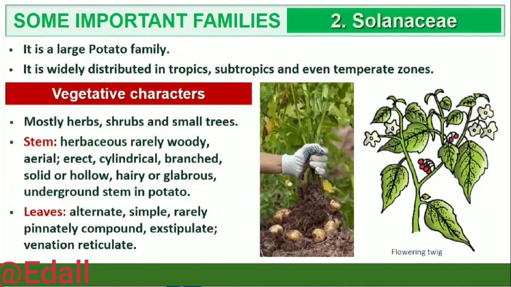5.9.2 Solanaceae. It is a large family, commonly called the potato family. It is widely distributed in tropics, subtropics and even temperate zones. Vegetative characters. Plants mostly herbs, shrubs and rarely small trees. Stem herbaceous, rarely woody, aerial, erect, cylindrical, branched, solid or hollow, hairy or glabrous, underground stem in potato, Solanum tuberosum. Leaves alternate, simple, rarely pinnately compound, exstipulate, venation reticulate.